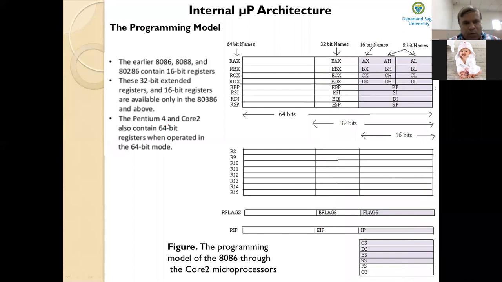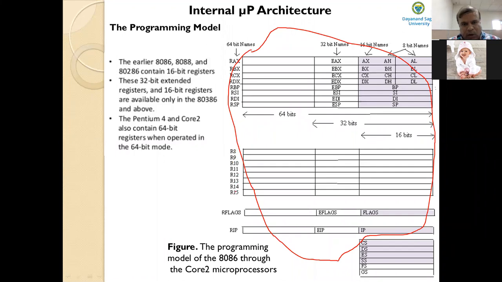Then the Pentium 4 and Core 2 microprocessors contain 64-bit registers when operated in the 64-bit mode. This entire part, not including this. These registers are RAX, RBX, RCX, RDX, RBP, RSI, RDI, RSP, R8, R9, R10, up to R15, and then RFLAGS, and then RIP. So this figure, as I said, shows the programming model of the 8086 through the Core 2 microprocessor. This is the programming model of these microprocessors.